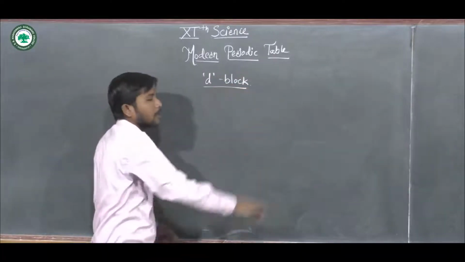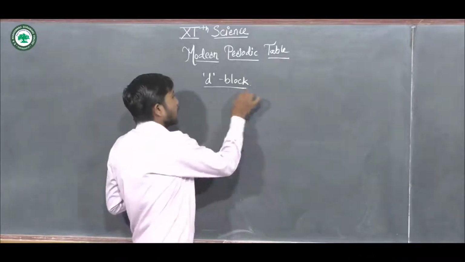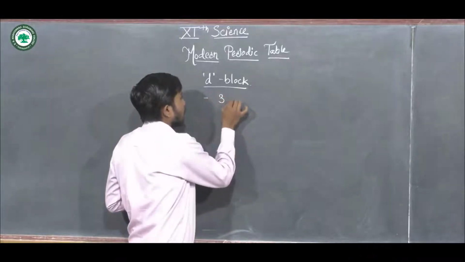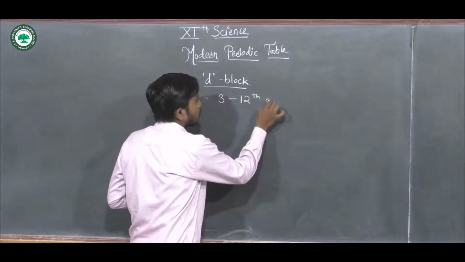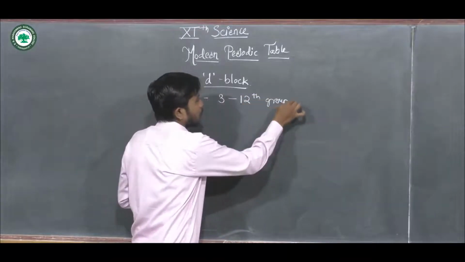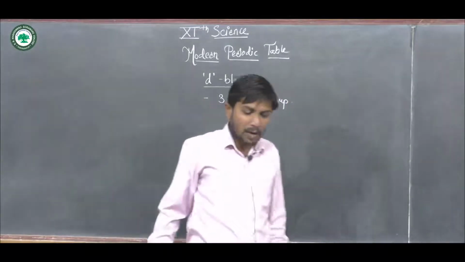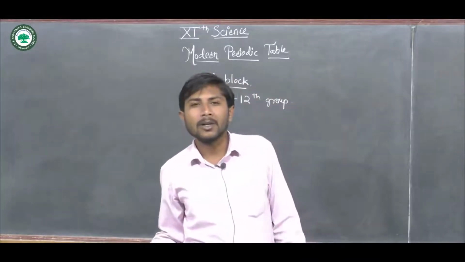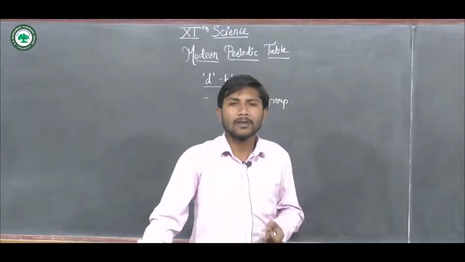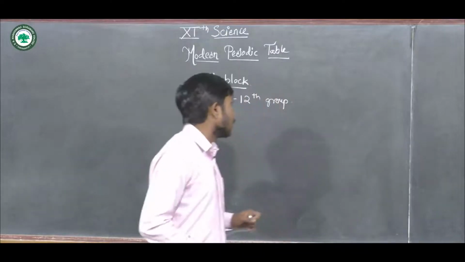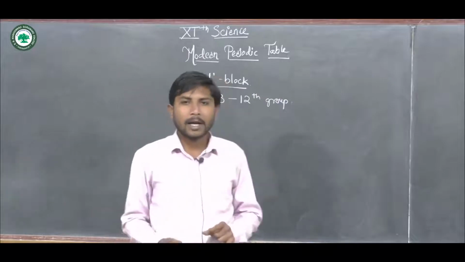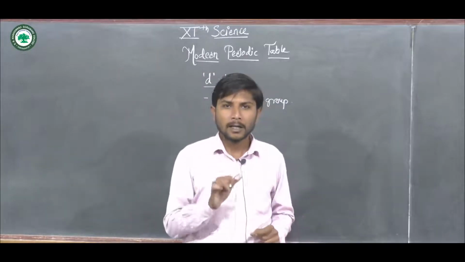Which are the D block elements? They are situated in the periodic table along group number 3 to 12. These elements are known as D block elements because, while looking at their electronic configuration, the outermost or the last electron enters into the D orbital. That's why they are placed in the D block.